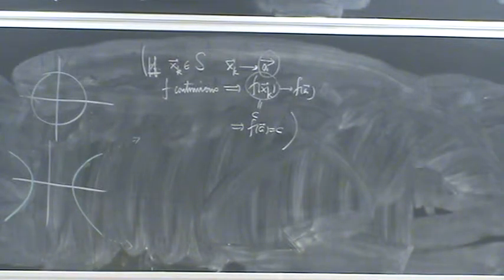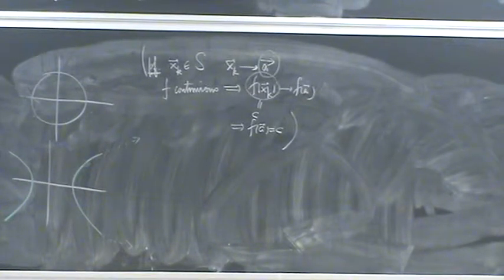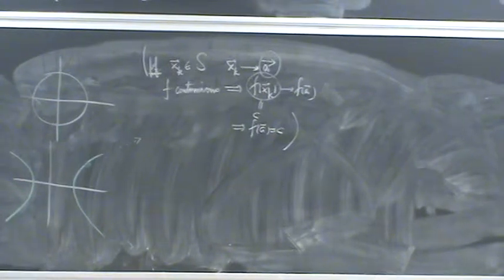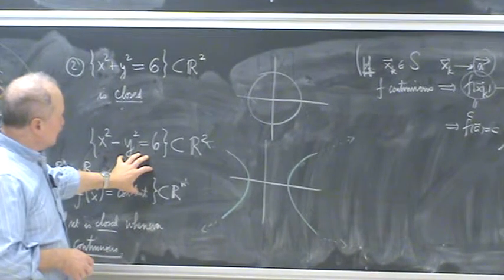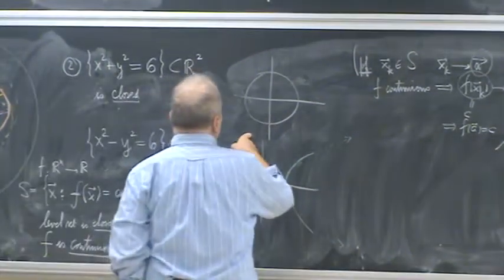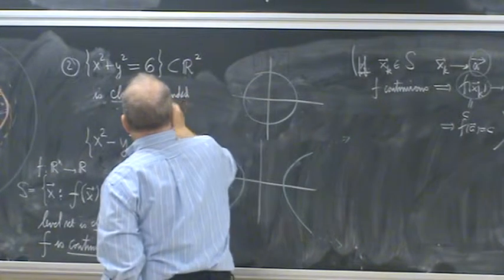Okay, so level sets of continuous functions are closed, and yes, I do expect you to write that when you're using it in your homework or tests. Why is this one compact and this one isn't? Because the second one isn't bounded. So the circle is bounded, therefore compact.